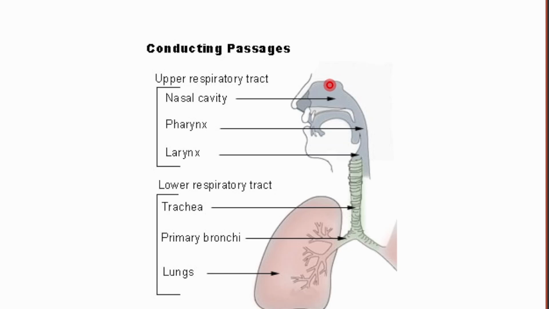Let me walk you through the anatomy sequentially. Air enters through the nasal cavity or the mouth. This is the nasal cavity. In the nasal cavity, it gets warmed by a rich blood supply, humidified by the mucous membrane, and filtered by mucus and cilia. From there, it passes through the pharynx. This is the pharynx. The air will travel like this. Then it will go to the larynx, where the vocal cords are, and into the trachea.